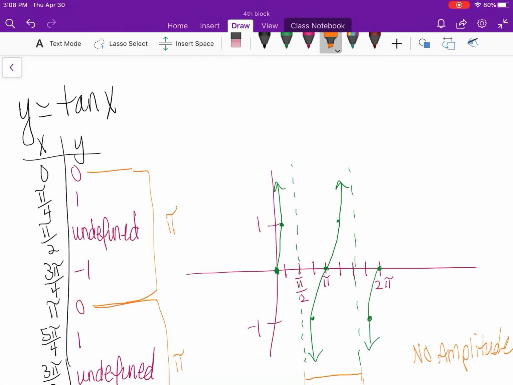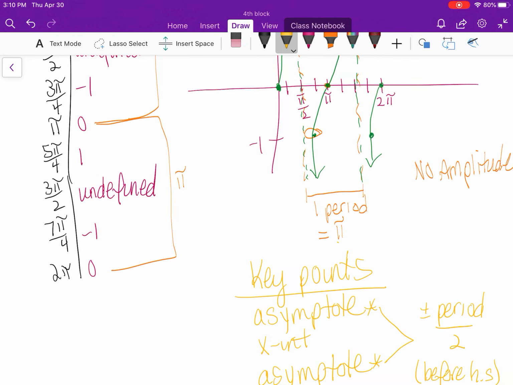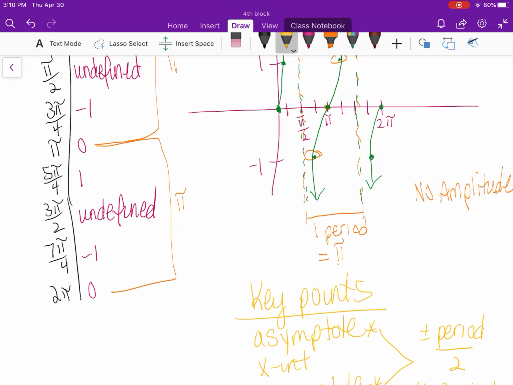Now, for tangent, how do you find these asymptotes? Our formula for that is going to be plus or minus the period over 2, and that's going to be before any kind of horizontal shift. In this case, I have a period of pi. So that means I should have an asymptote at pi over 2 and negative pi over 2. Well, I don't have any negatives graphed, but could I figure out that there should be an asymptote there if I were to graph them? Well, if you went to negative pi over 2, that's going to be the second mark here.